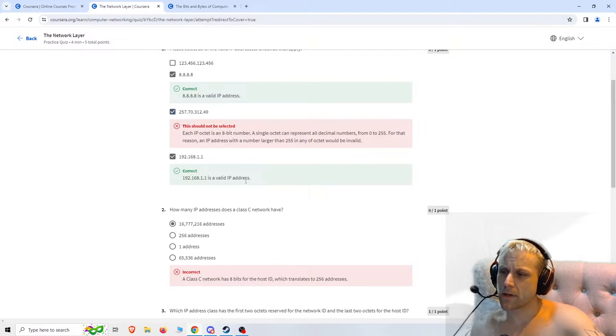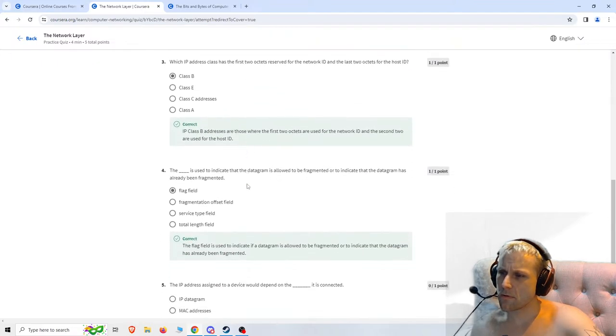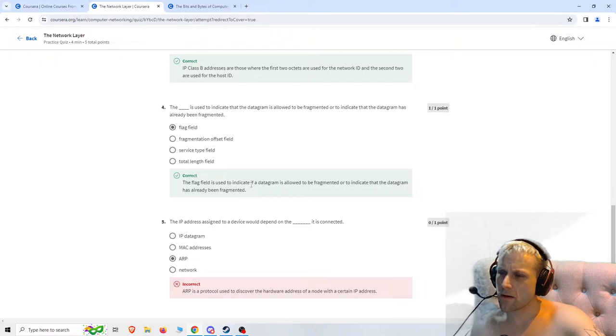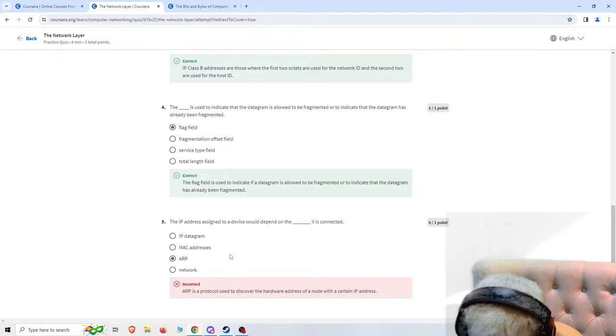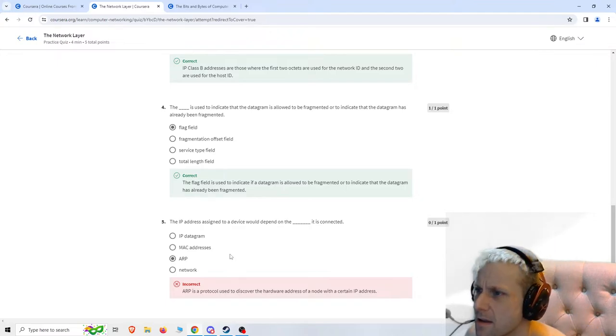I knew that when I just wasn't paying attention. And the ARP is a protocol hardware addresses of a node with a certain... Well, let's go back over it. Maybe I didn't absorb that as well as I thought.